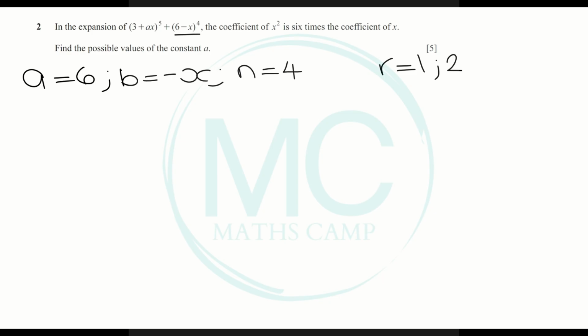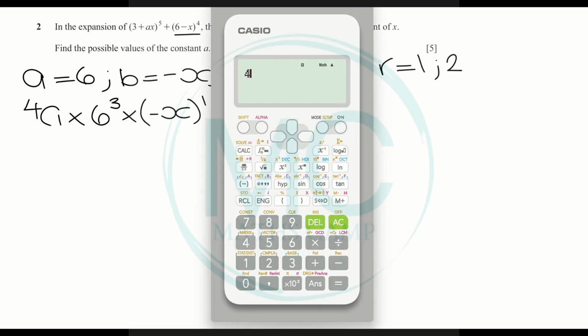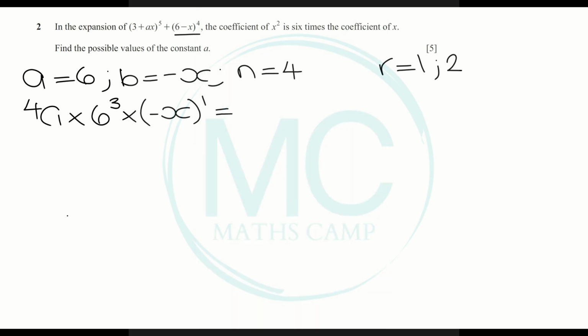So I can say nCr, which in this case is 4C1, multiplied by 6 with an exponent of 4 minus 1, which is 3, multiplied by negative x with an exponent of 1. Take your calculator. 4C1 gives us 4. Let's multiply by 6 cubed is equal to 864. Our x is negative, so this becomes negative 864x.